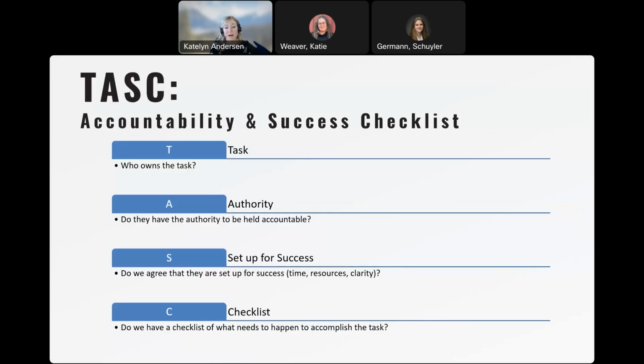Do we have the success? Do we have the time, the resources, the clarity? Do we all agree on what this success looks like? And also the checklist of what do we need to happen and when does it need to be done by? That's something that I really like to put into emails, and I also like to receive it. Rather than saying this needs to be done, send me this information, say send me this information by Friday, close of business, so that we all know when the other person expects to get that information.